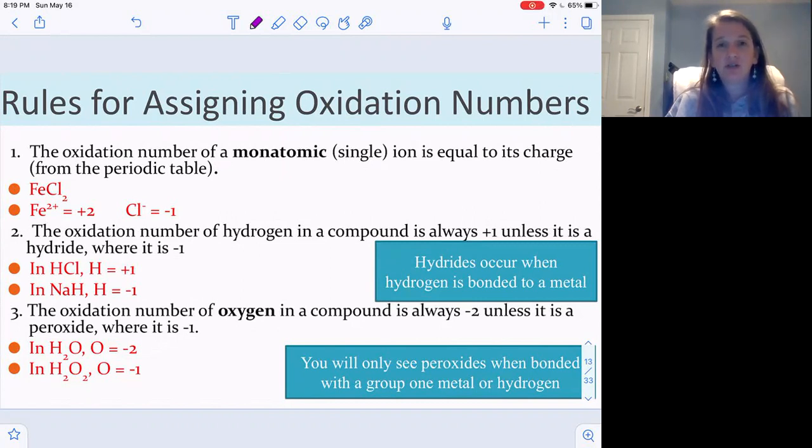Okay, but typically the hydrogen is going to have a +1 charge. The oxidation number of oxygen is usually going to be -2, its usual charge from the periodic table, except when oxygen is in a peroxide. That's when the oxygen is bonded to something from group 1 or hydrogen. Hydrogen peroxide is an example of a peroxide that we're all familiar with. In hydrogen peroxide, the oxygen charge is -1 instead of -2.